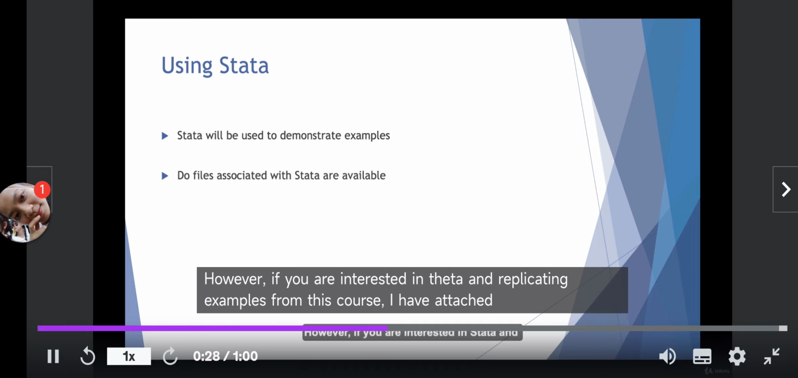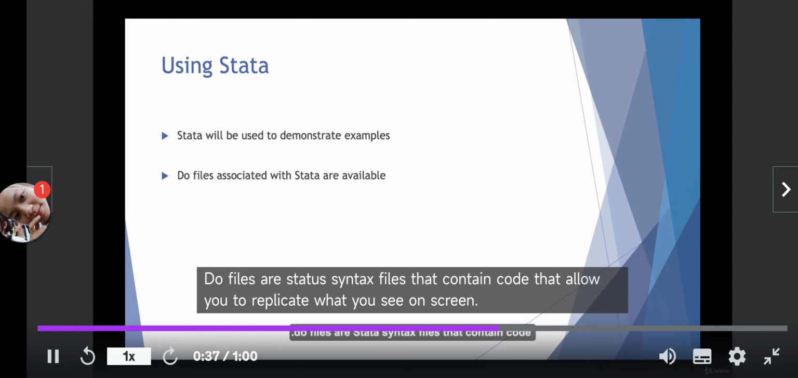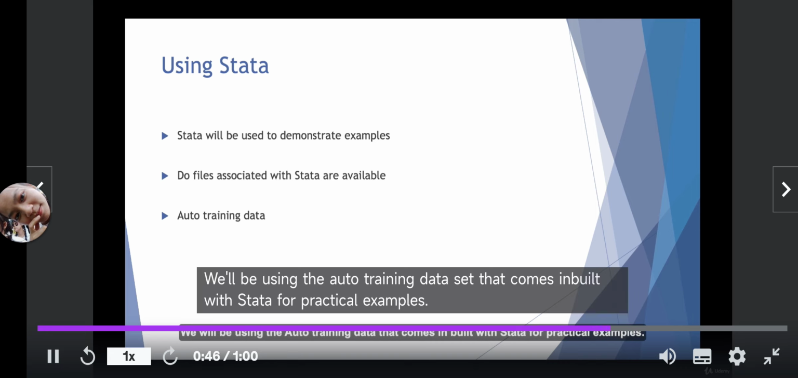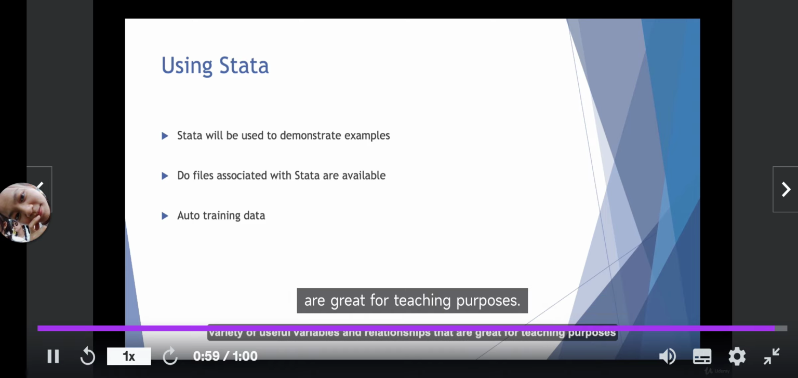However, if you are interested in Stata and replicating examples from this course, I have attached the relevant do files to this course. Do files are Stata syntax files that contain code that allow you to replicate what you see on screen. We'll be using the auto training dataset that comes inbuilt with Stata for practical examples. This data is a training dataset that contains a variety of useful variables and relationships that are great for teaching purposes.